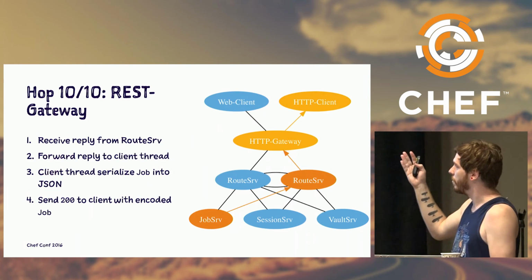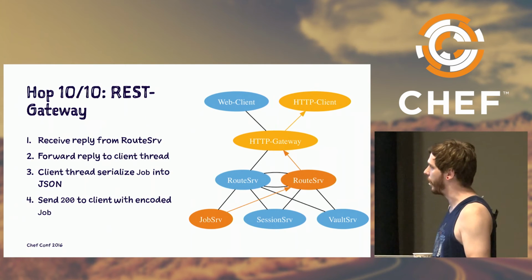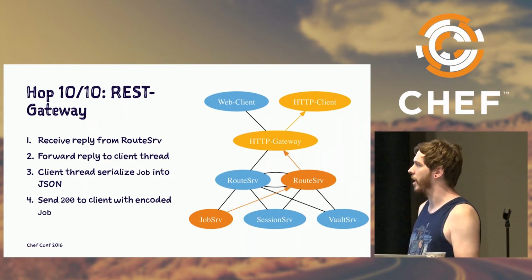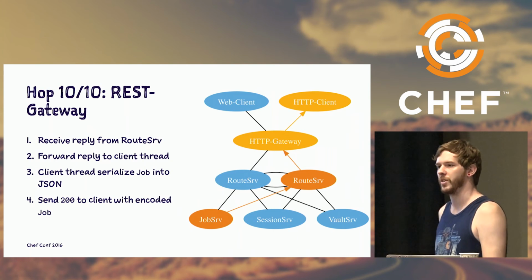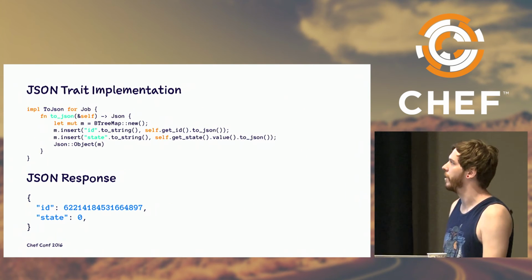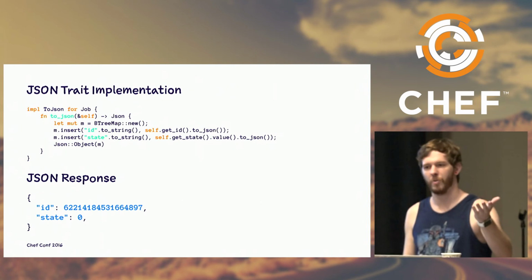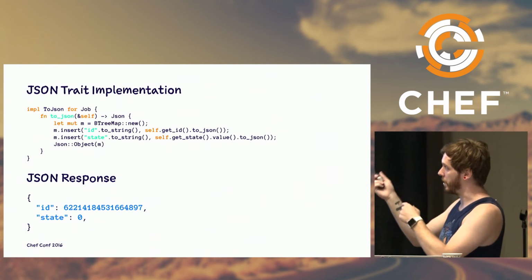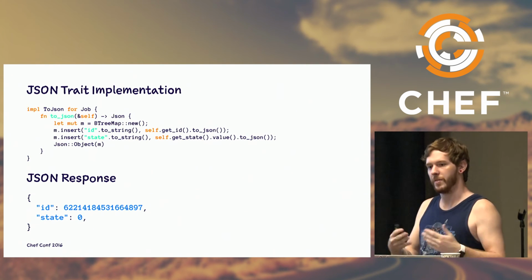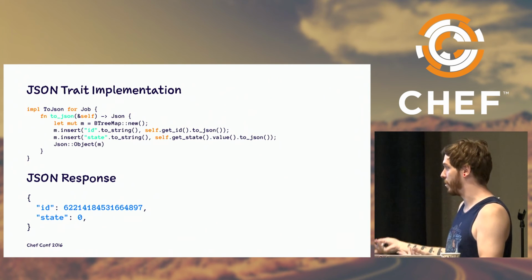So now the HTTP gateway says, okay, I got my reply, it was successful, we created your job. Now we're going to serialize your job into JSON, and we're going to send you a 200 OK with the JSON representation of the job. And again, we use a trait to say this protocol message looks like this in JSON. So every time you've seen an implementation of a trait, it's saying this is how we route it, this is how it persists in the database, and now this is how we represent it in JSON.